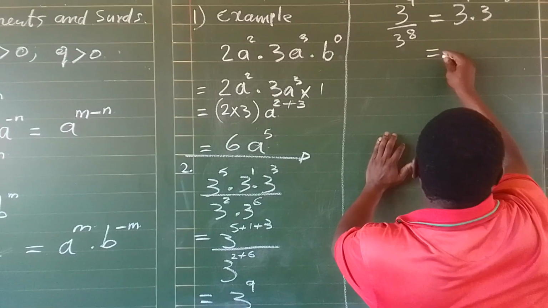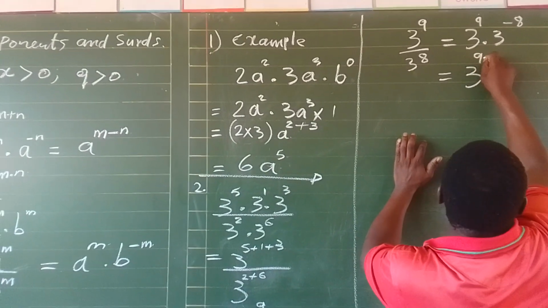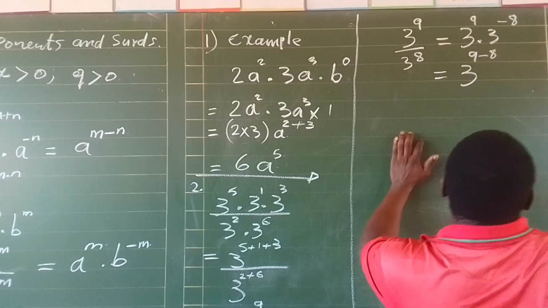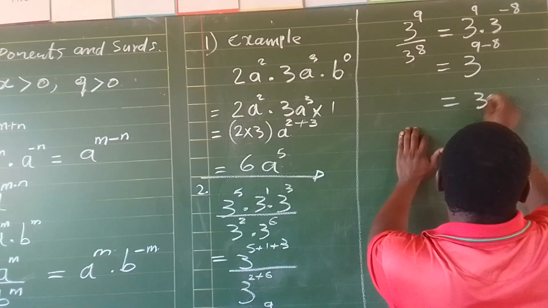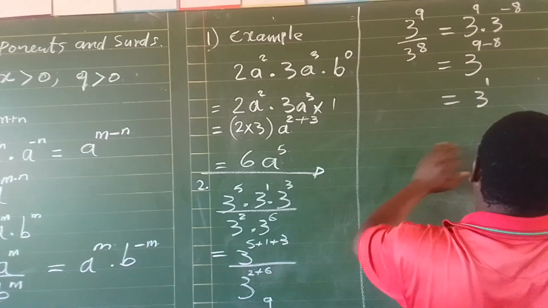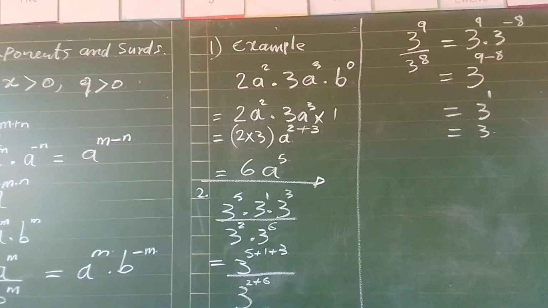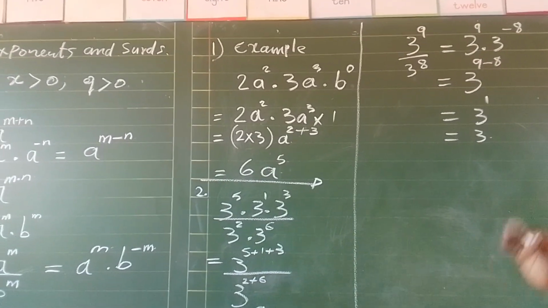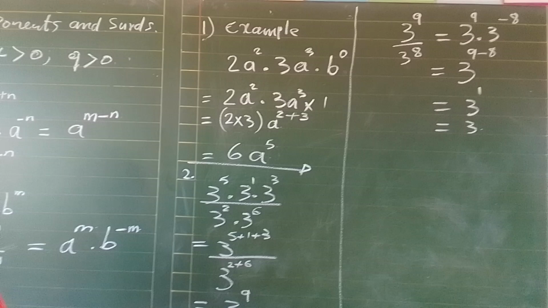I'm doing this for everyone to follow. Why do we have 9 minus 8? What is 9 minus 8? It's 1. Any number to the power 1 is that number. This is the second example. Can we grab the last example so that we can all follow?